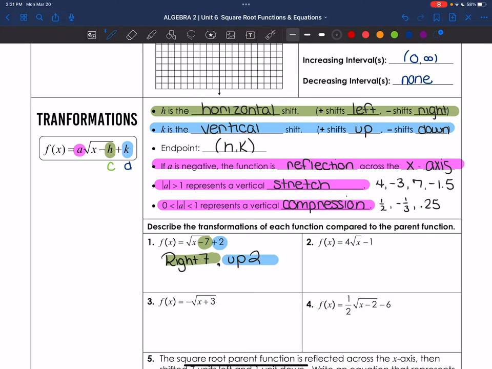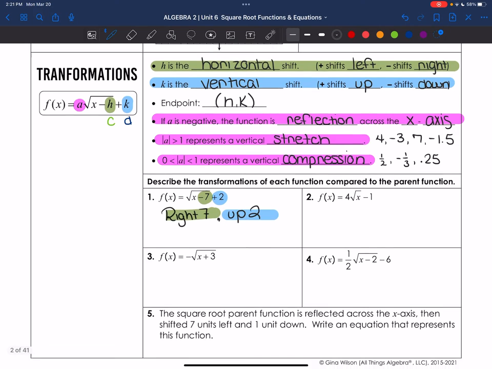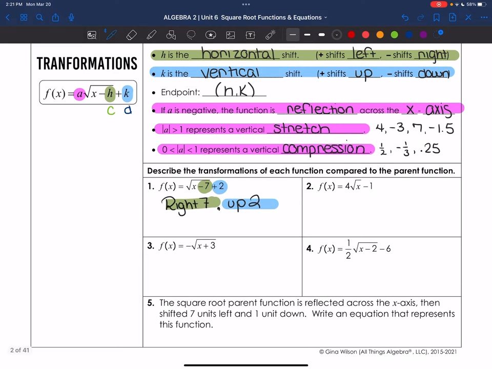So there you have it. Those are the transformations for example number 1. How about example number 2? What is going to happen because of this value in front of our square root? Look at that value. What is going to happen there?